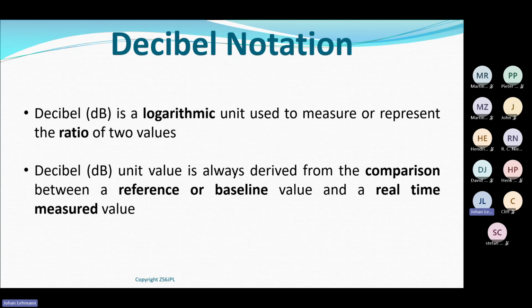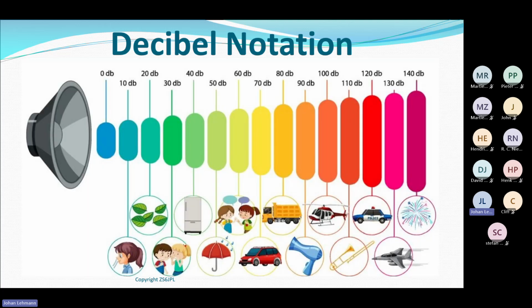The decibel unit value is always derived from the comparison between a reference or baseline and a real-time measurement. And you'll see tonight when we go through all these things, in decibels, I've always got to compare one value with another value. So I've got a baseline, or a reference, or a starting point, and I've got an end point. I compare the starting point with the end point. I compare the reference to the measured value. I compare the baseline to the measured value. And that ratio then becomes decibel.